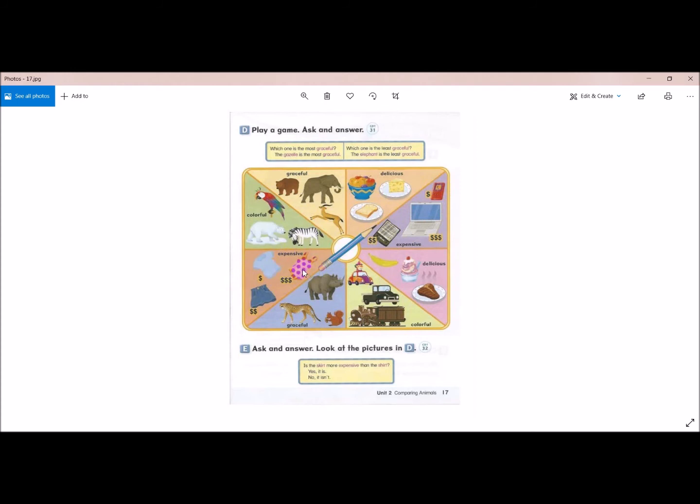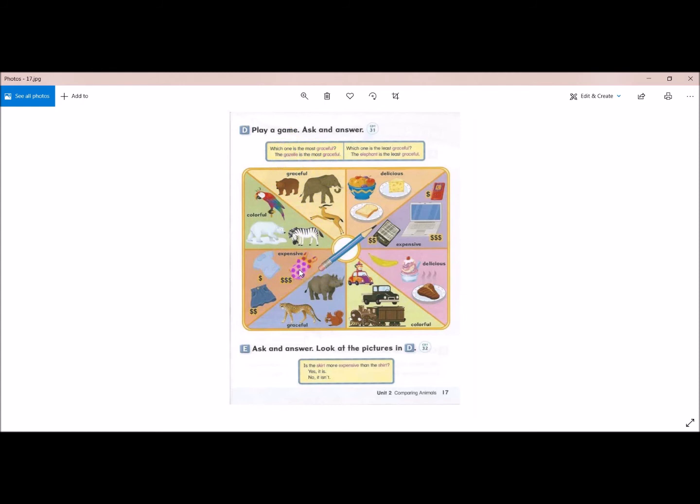Okay, now let's start another question. Expensive again. Can you ask the question? Okay, the same question. Which one is the most expensive? Can you answer?